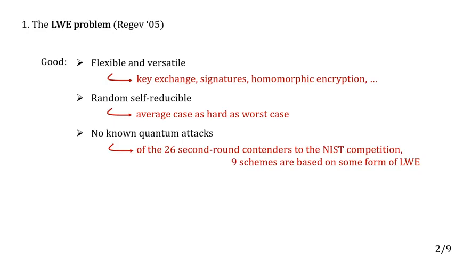And so it's not a coincidence that when you look at the NIST competition on post-quantum cryptography, of the 26 second-round contenders, 9 schemes are based on some form of learning with errors. And it's almost certain that at least one or two of these schemes will eventually be declared as winners.